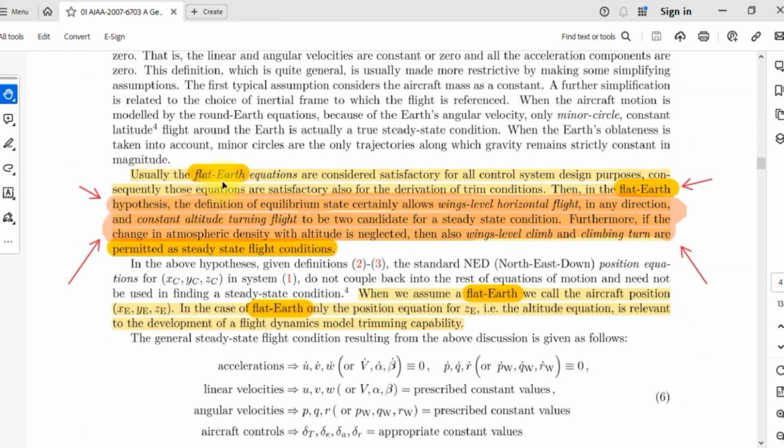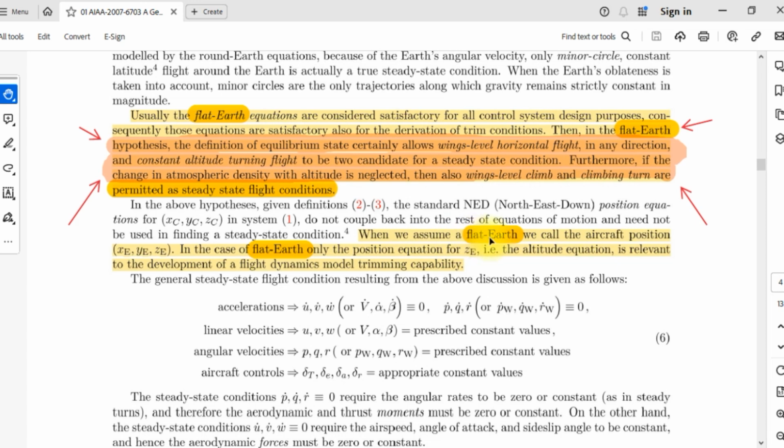So usually the flat Earth equations are considered satisfactory for all control system design purposes. Consequently, those equations are satisfactory also for the derivation of trim conditions. Then in the flat Earth hypothesis, the definition of equilibrium state certainly allows wings level horizontal flights in any direction and constant altitude turning flights to be two candidates for a steady state condition. Furthermore, if the change in atmospheric density with altitude is neglected, wings level climb and climbing turn are permitted in steady state flight conditions, all assuming a flat Earth.